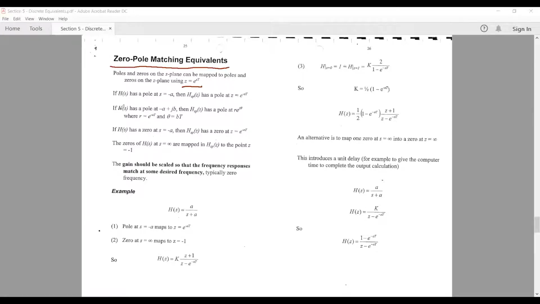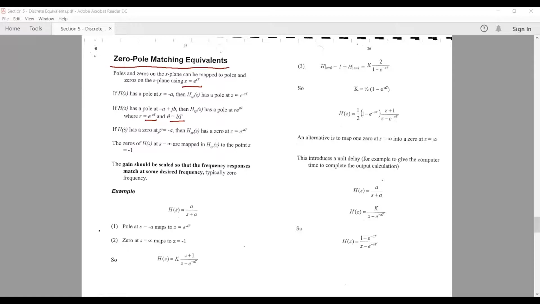That's number one. Number two, if H(s) has a pole at -a + jb, then H_zp(z) has a pole at r e^(jθ), where r = e^(-aT) and θ = bT. So basically just substitute -a + jb into this equation in place of s.